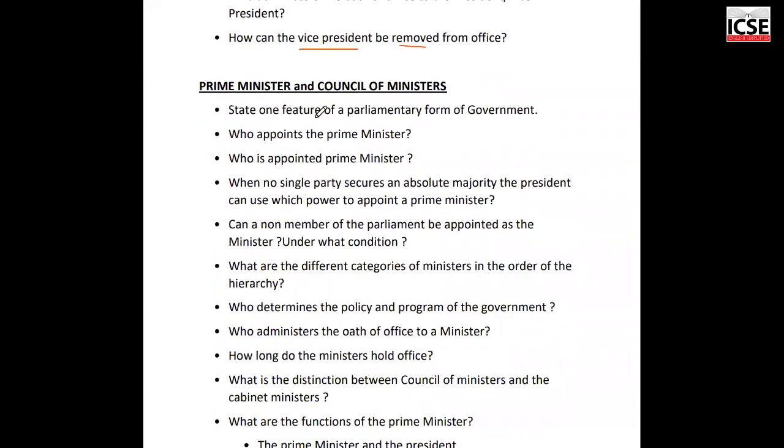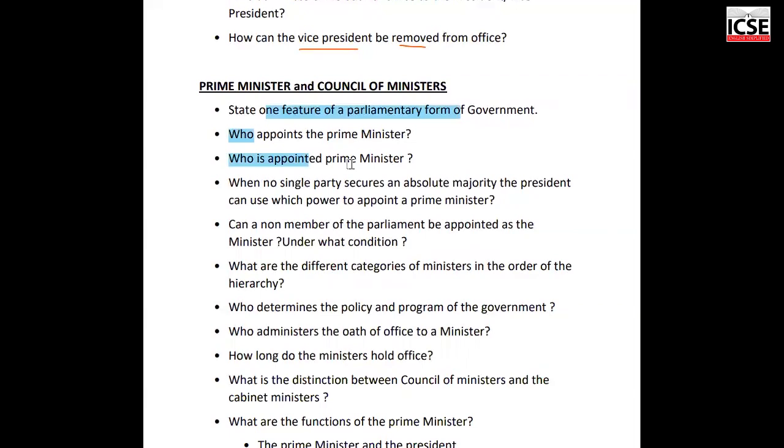The next chapter, Prime Minister and the Council of Ministers. Again, important questions from here that cover the full chapter. One feature of a parliamentary form of government. What is one important feature? The Prime Minister is the real head. He advises the president. Who appoints the Prime Minister? The President.